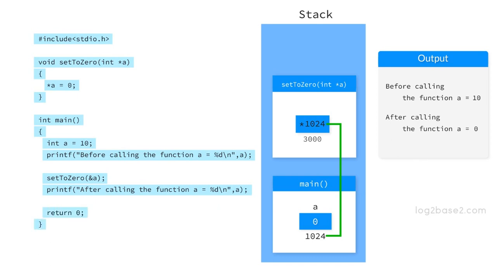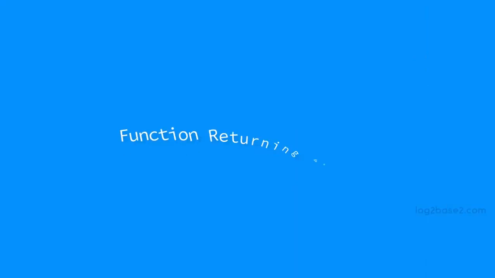So if we pass the address of a variable to a function, any changes on that variable will reflect in the actual value of the variable. In our case, the actual value of a is changed to 0 after the execution of the set to 0 function. Now let us discuss functions returning pointers.